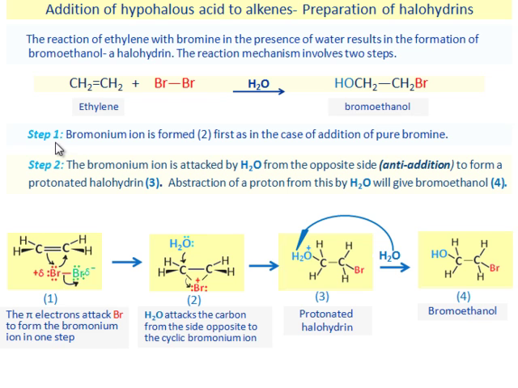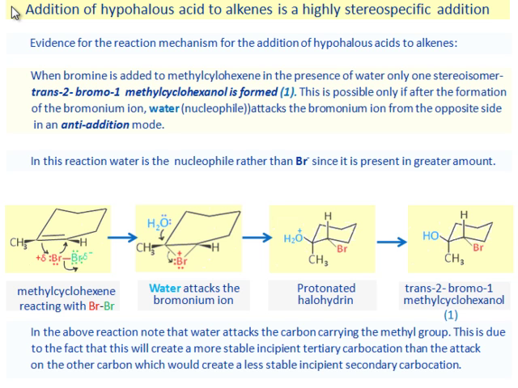Step 1. The bromonium ion is formed first, as in the case of the addition of pure bromine. The bromonium ion is attacked by a water molecule from the opposite side to form a protonated halohydrin. Abstraction of a proton from this by H2O will give bromoethanol. Addition of hypohalous acid to alkenes is a highly stereospecific addition.